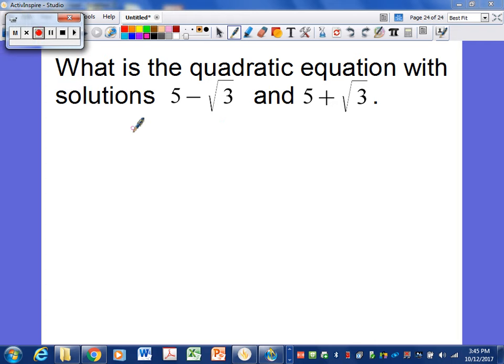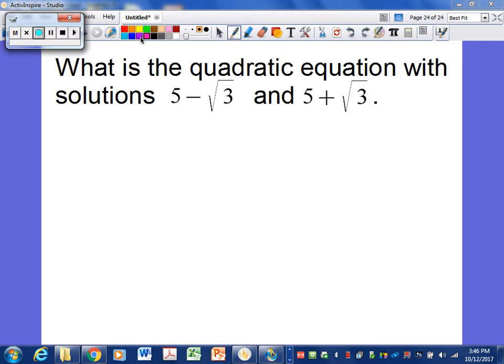Hello there. Today we're trying to write a quadratic equation from some radical solutions. So I know that the solution to some quadratic equation is 5 plus the square root of 3, and of course the conjugate pair, this one's 5 minus the square root of 3, and this one is its conjugate pair, 5 plus the square root of 3.